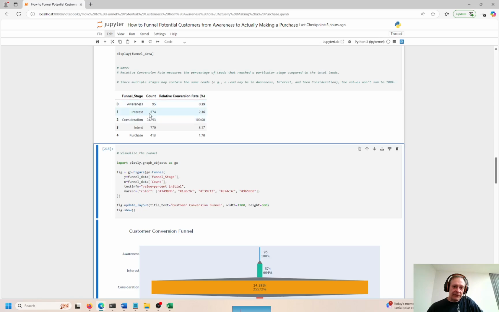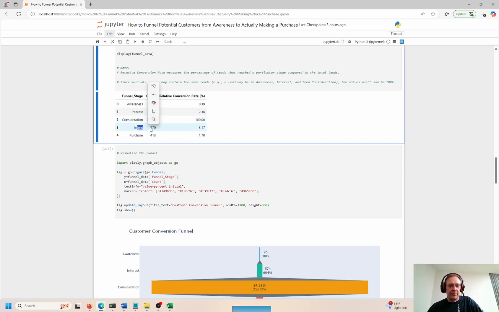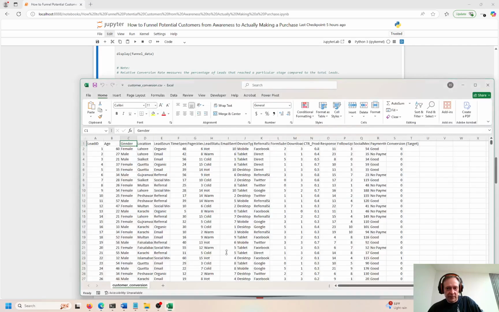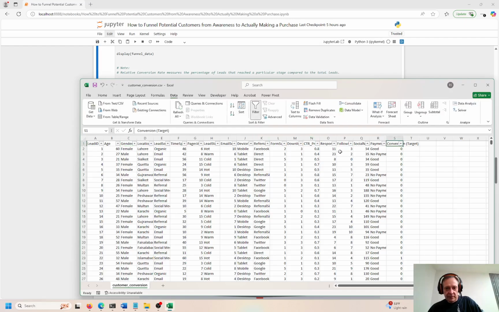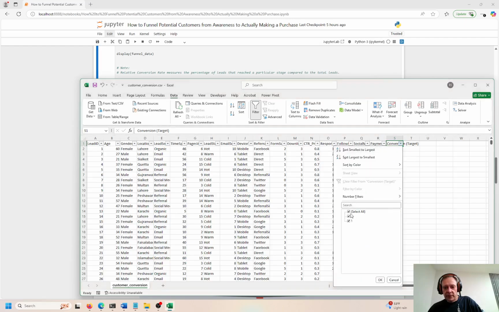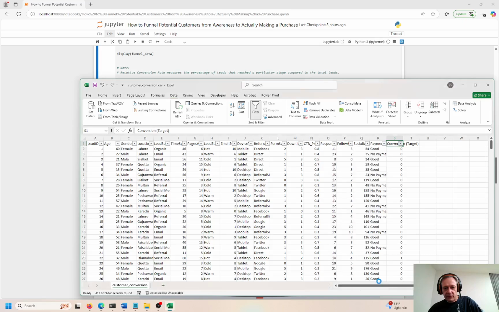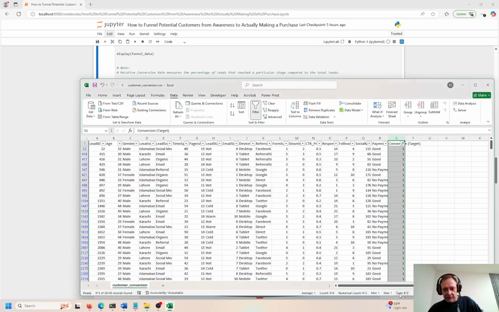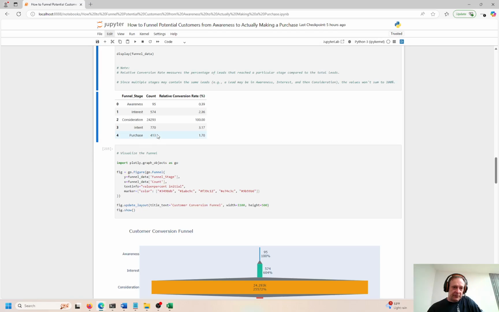And then interest, 574 people fall into this bucket of interest. Consideration is 24,293. Intent to make a purchase is 770, and purchases is 413. And again, if you look over here, this would be the conversion. If I filter that, 413, I count it. 413 right there. You can see the sum down there. So that is fine. So that's how these numbers come from.